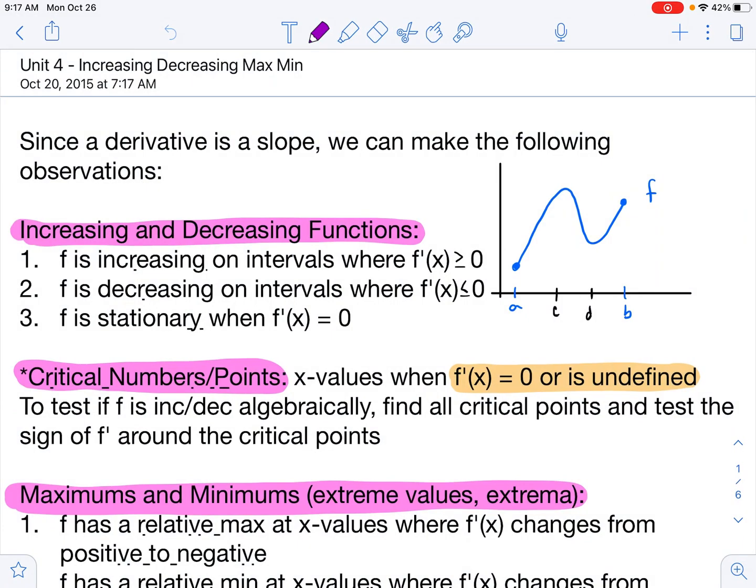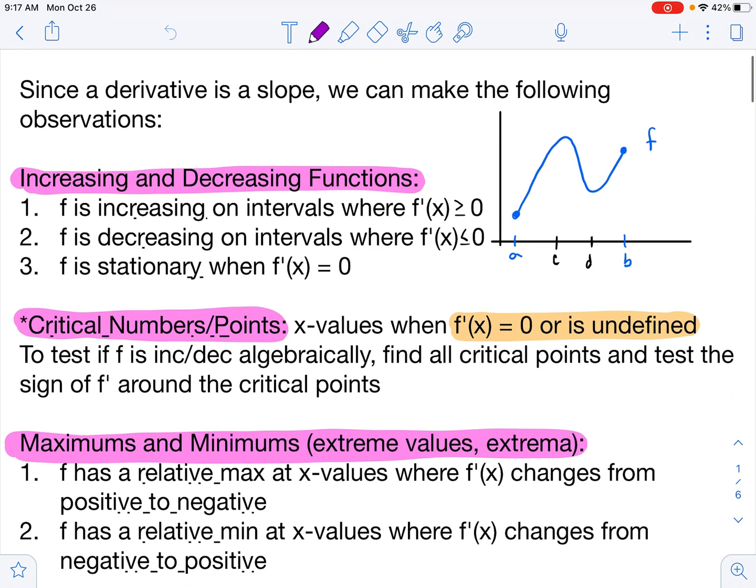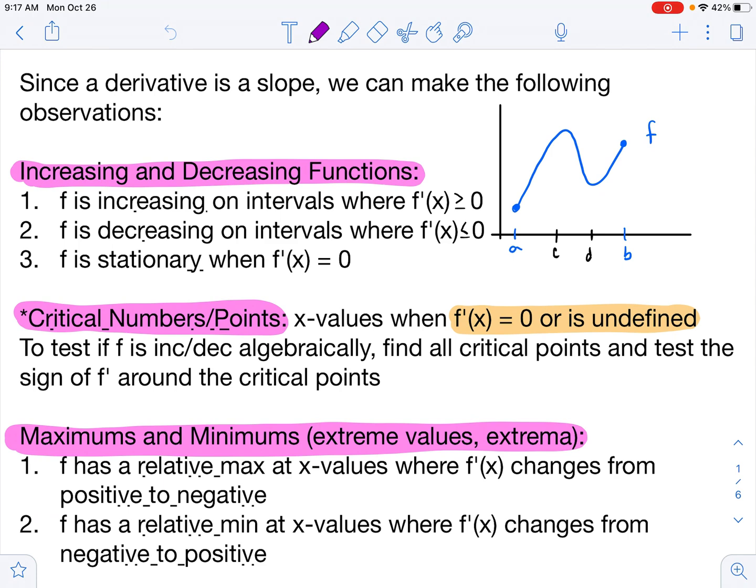And here we go. Okay, so some notes to take. Again, pause as you need to. Go at your own pace, all right? Since a derivative is a slope, we've talked a lot about that. Derivative means slope, rate of change. We can make some observations here, okay? And I just have this little function off on the side here defined on the interval AB.